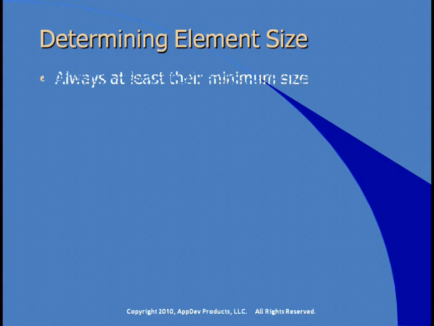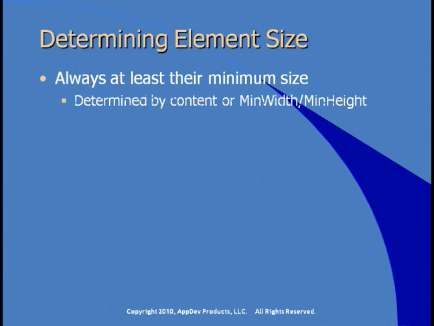So the runtime determines the size of each element. And elements are always going to be at least their minimum size. And that's determined primarily by the content. So in other words, if you have an OK button, it's always going to be at least wide enough to display the O and the K. If you want your buttons to be at least a certain size, then you can use the min width and the min height properties.